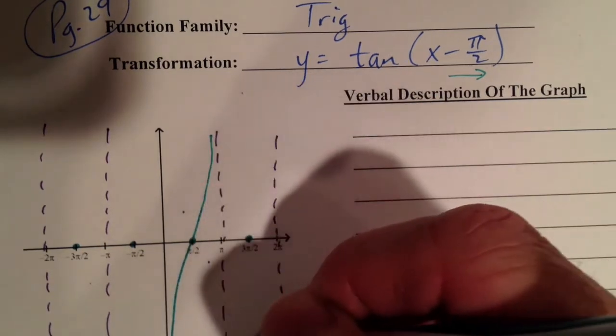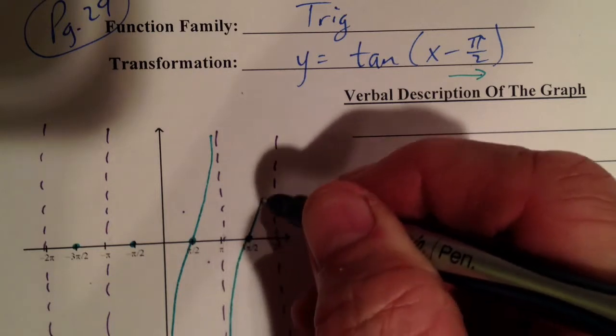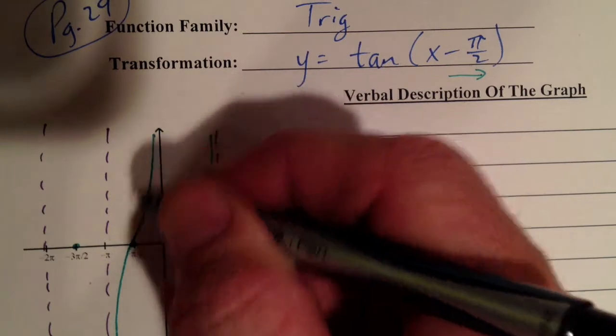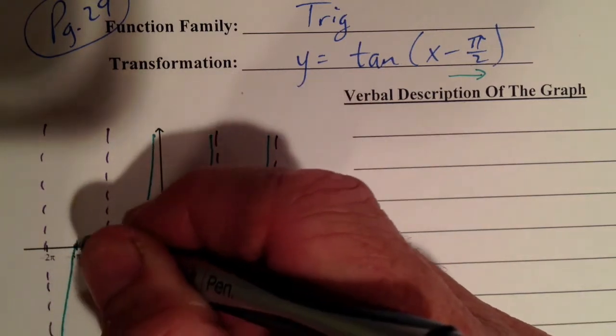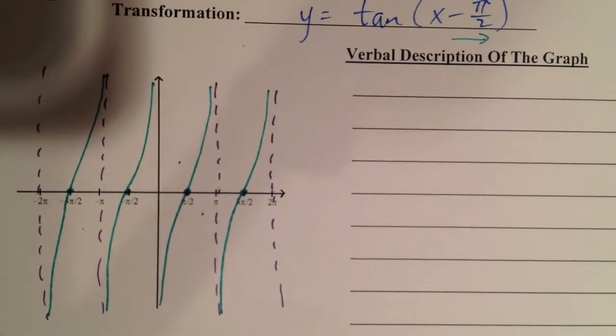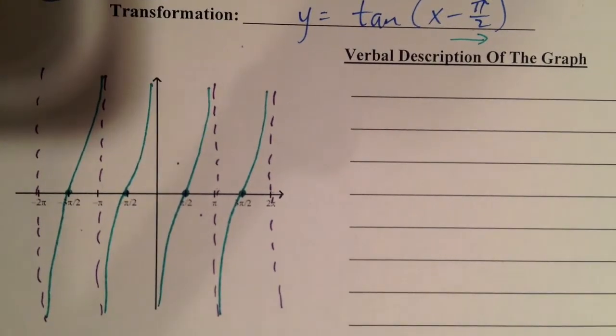So I like the different colors of this one, sorry for the other one, using the same color. And there you go. Okay, so that's it. That's the graph of the tangent of x minus pi over 2. So let's go ahead and fill in the defining characteristics.